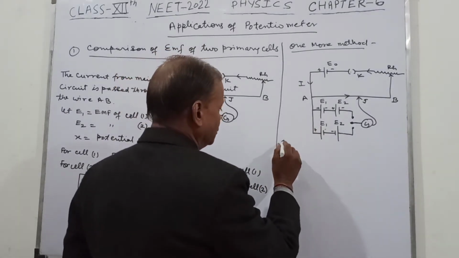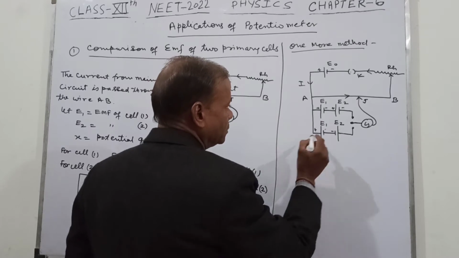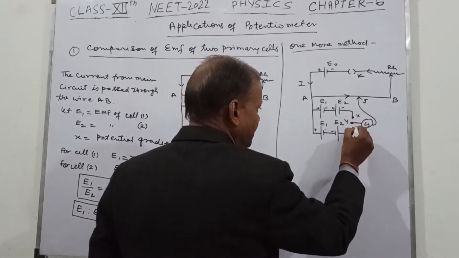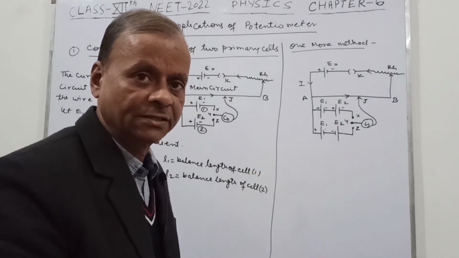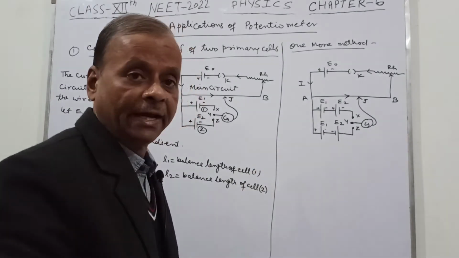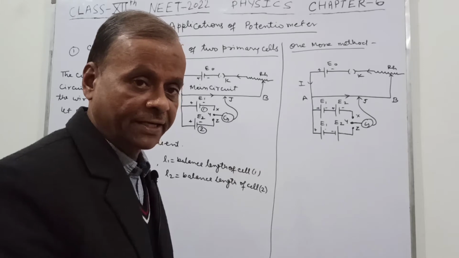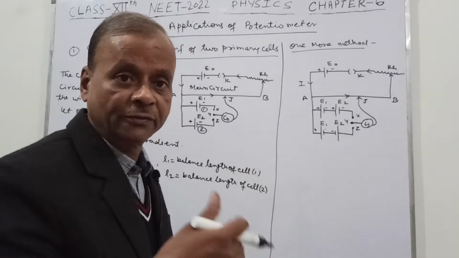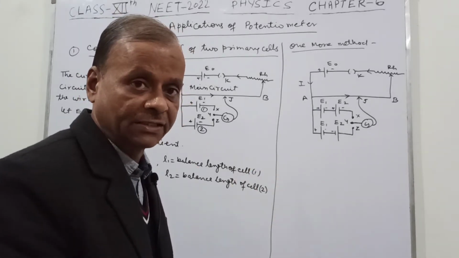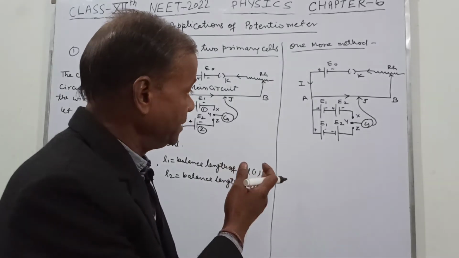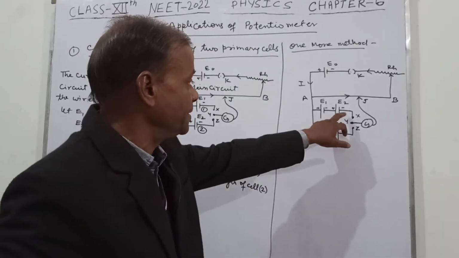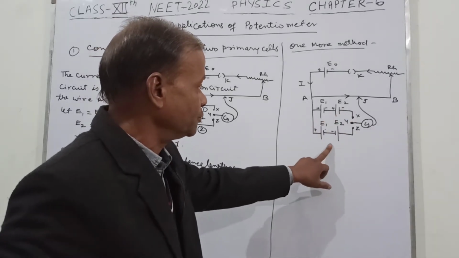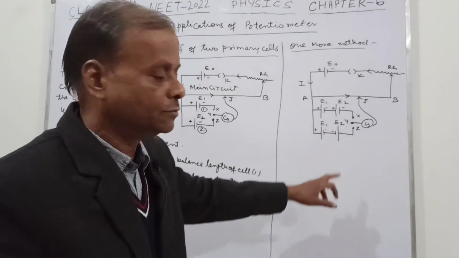Now this is your X, Y and Z. First we connect X, Y and then find the balance length for E1 and E2, and again disconnect this X, Y and connect the Y, Z, and again find the balance length L2 for cells E1 and E2. This is one more method. Here they support, so this is E1 plus E2. Here they do not support, so this is E1 minus E2.